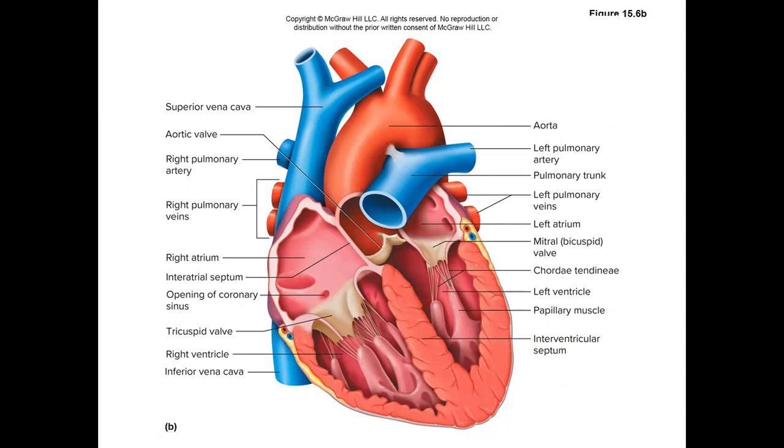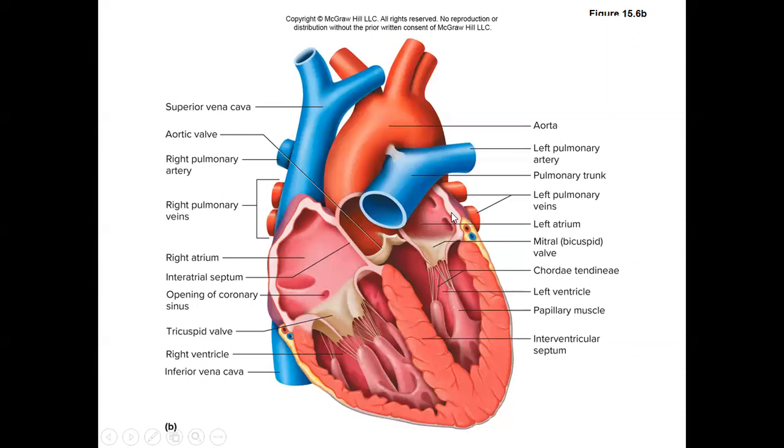The next structure you need to know are these. Here it says chordae tendineae. These are tendinous cords, chordae tendineae, that attach to the valves and to these structures called papillary muscles. The papillary muscles are muscles that are responsible for helping to open the valves and keep them open long enough for the atria to pump blood into the ventricles.